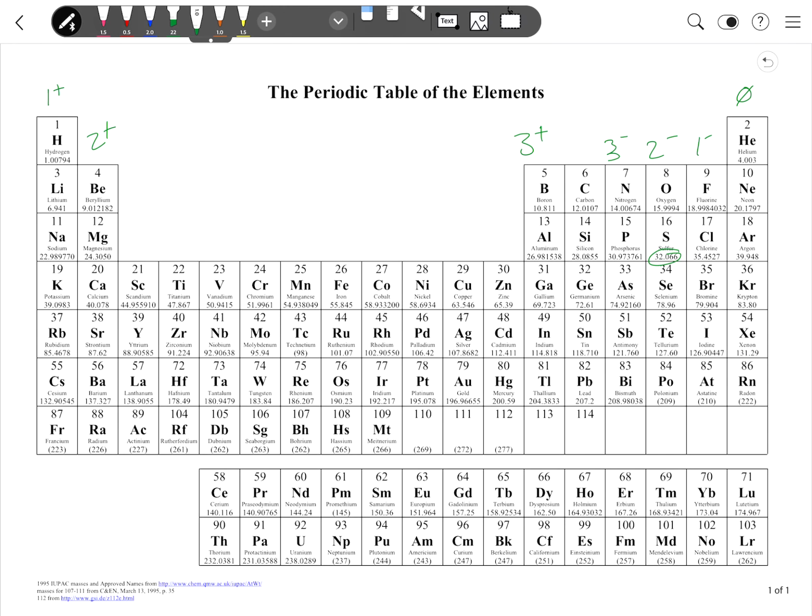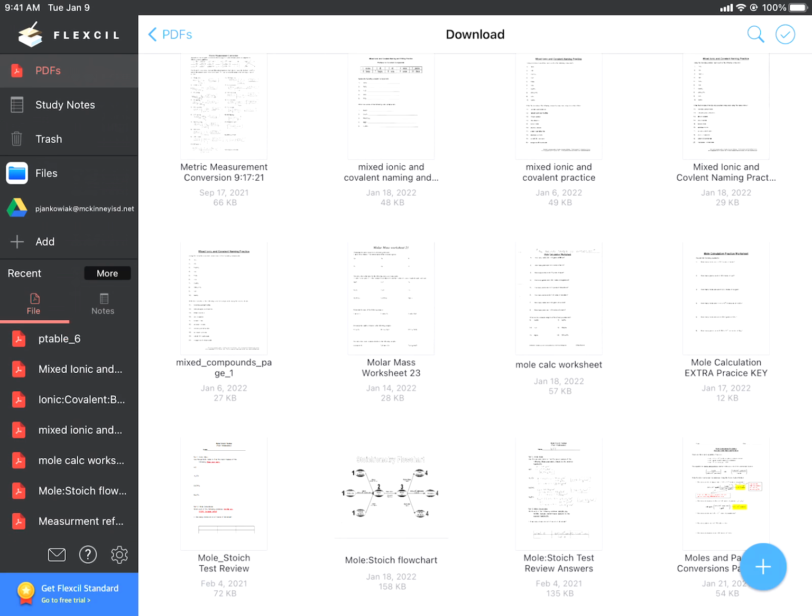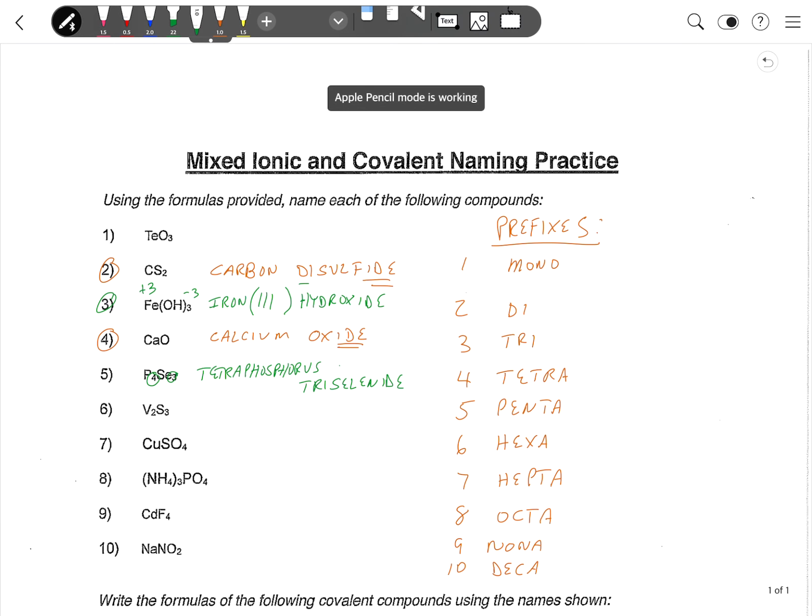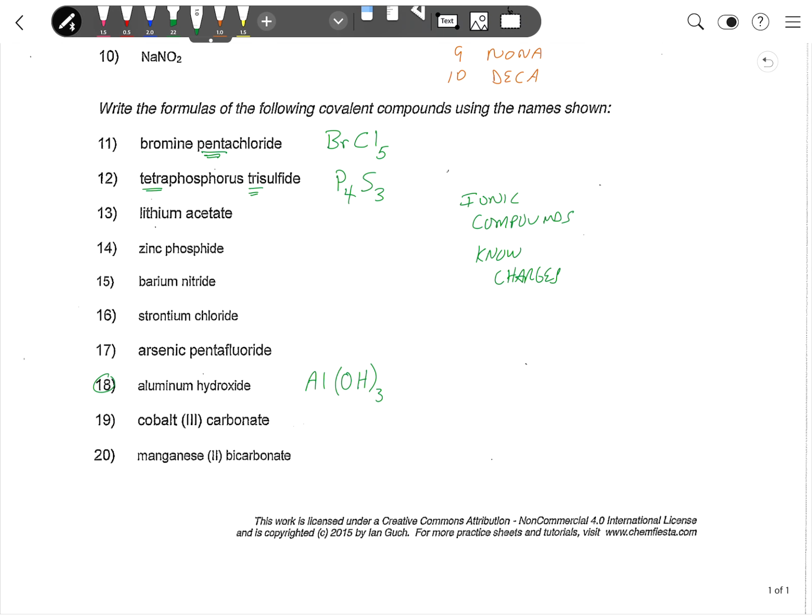You need to know those. If you have any questions, send me an email. I'll be glad to help you out with writing these types of compounds out or naming them.